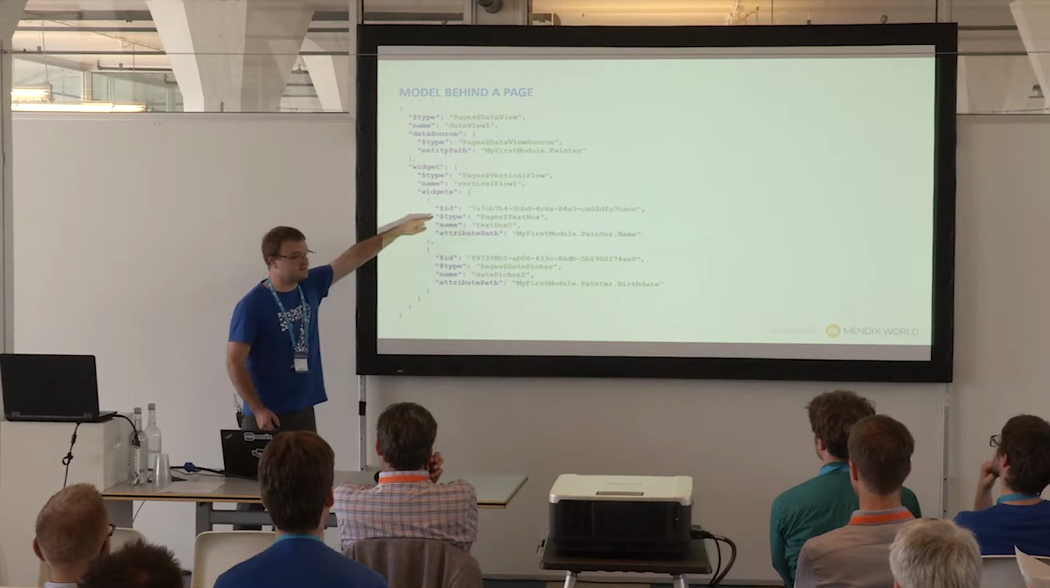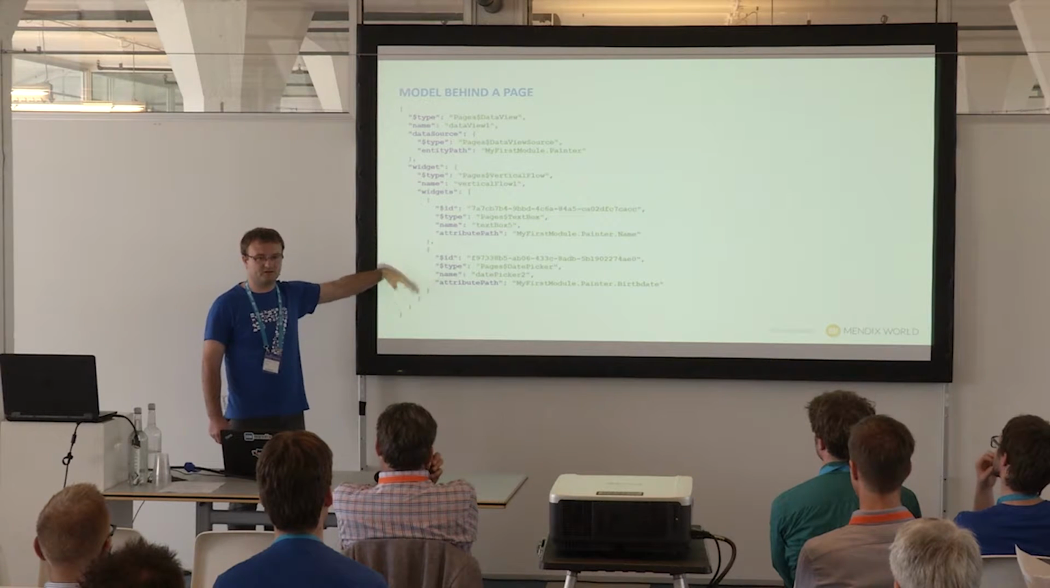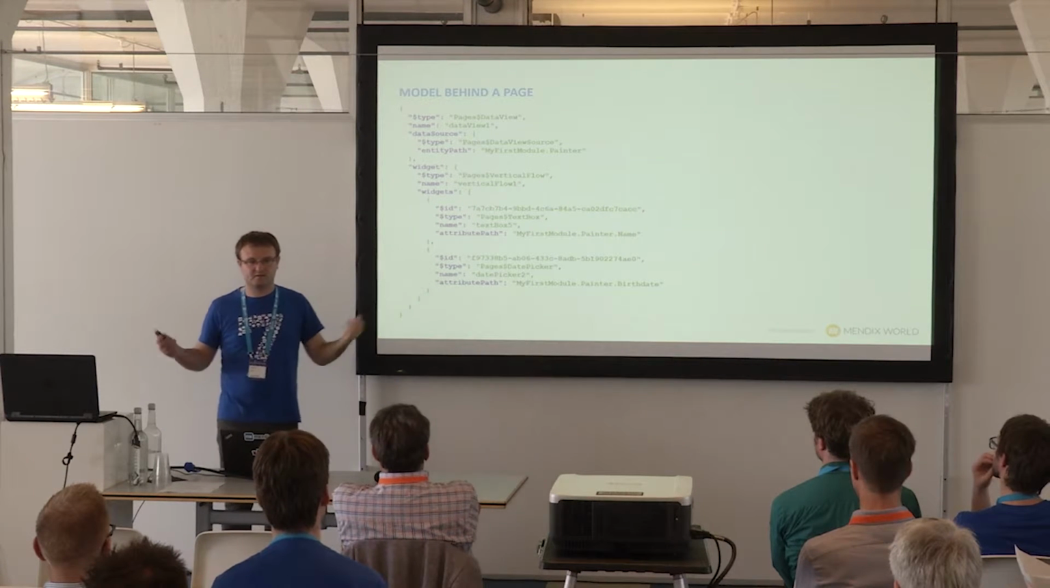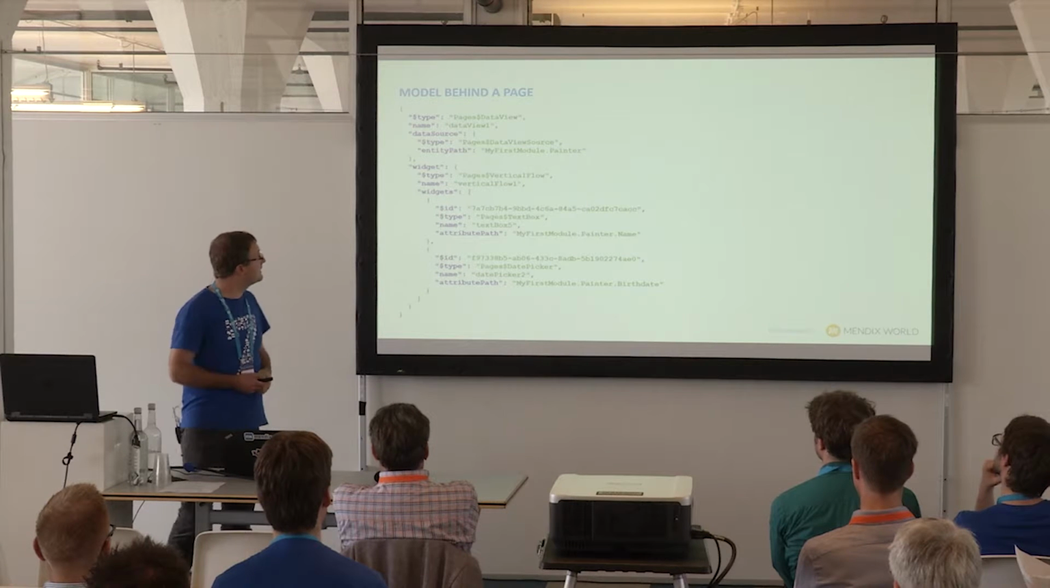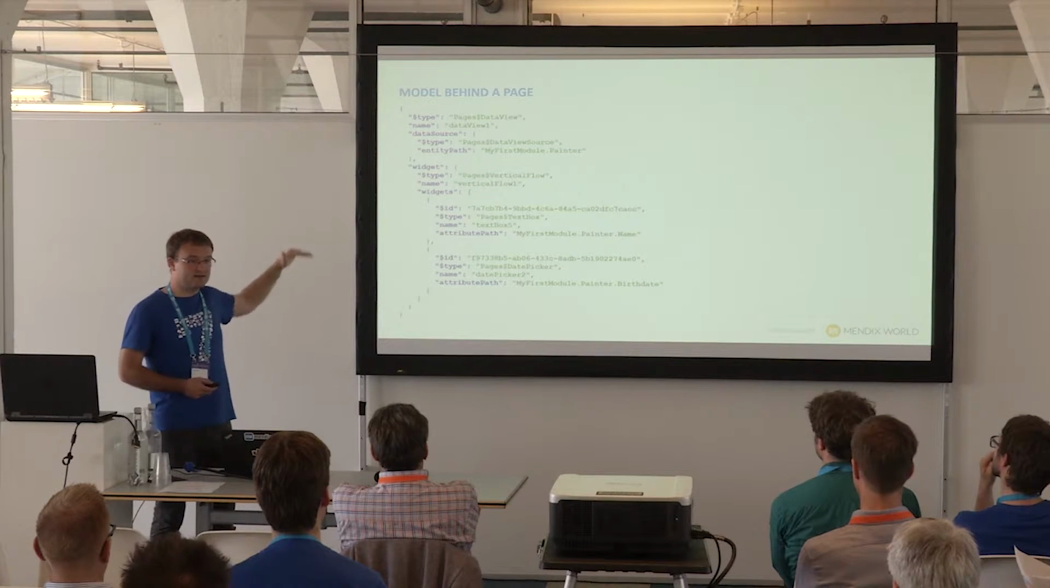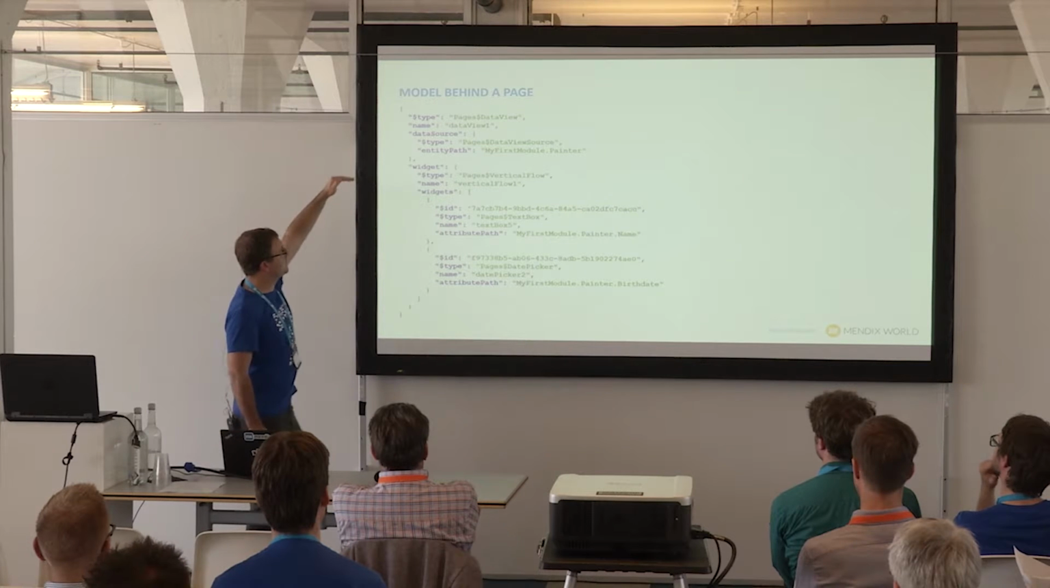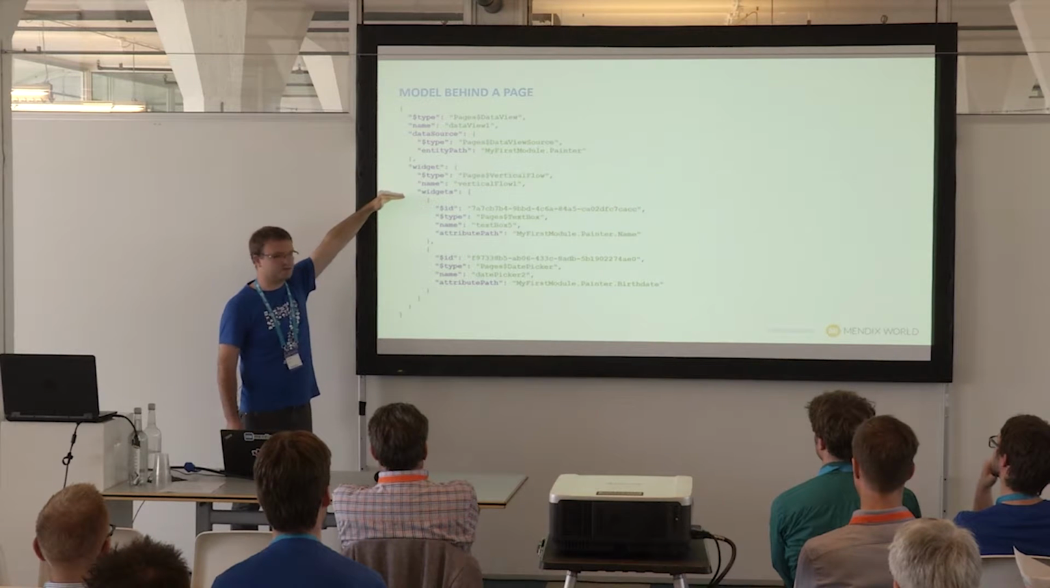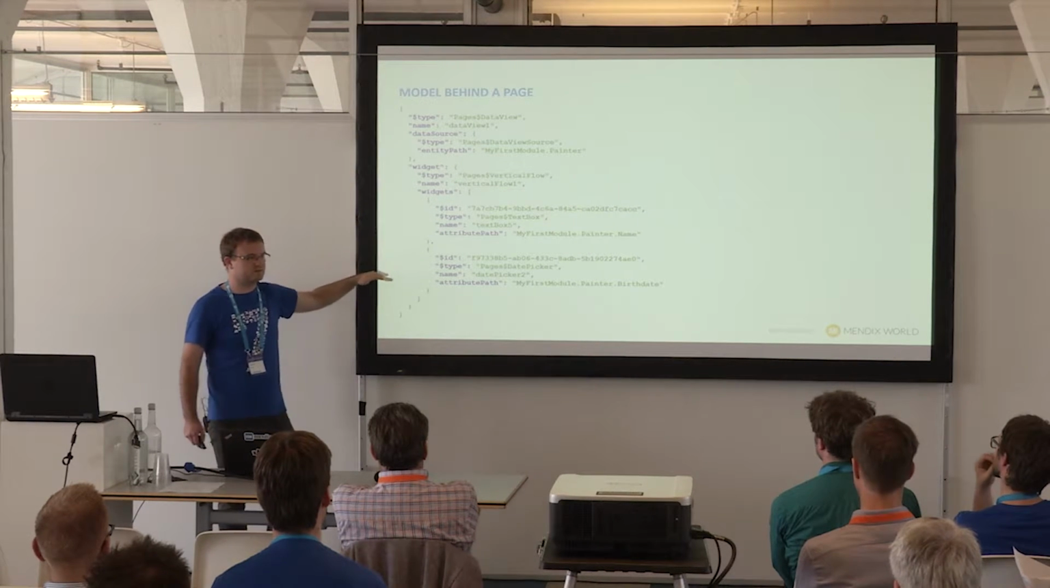And you see here, these are exactly the same models that you saw earlier, but I cut a bit away because otherwise you can't read it all. So the page is a tree of models. On the top level, you have the data view. It has one child, the vertical flow, which in turn has two children.